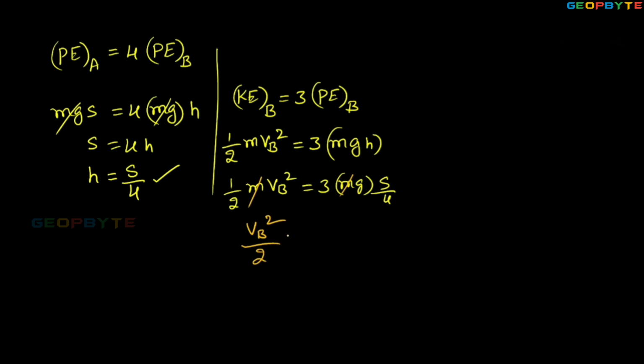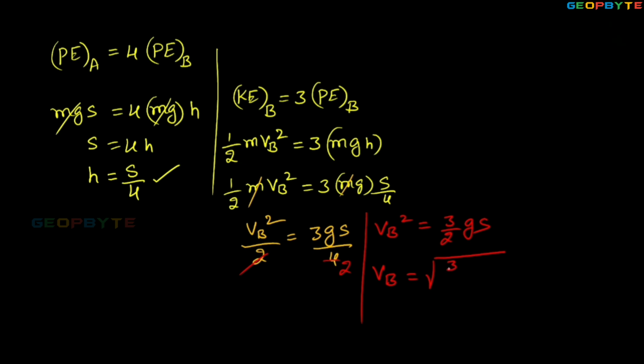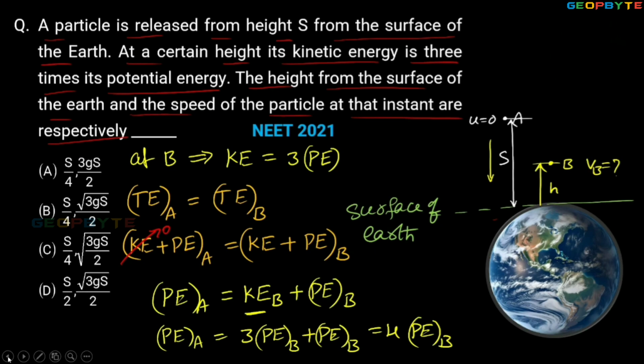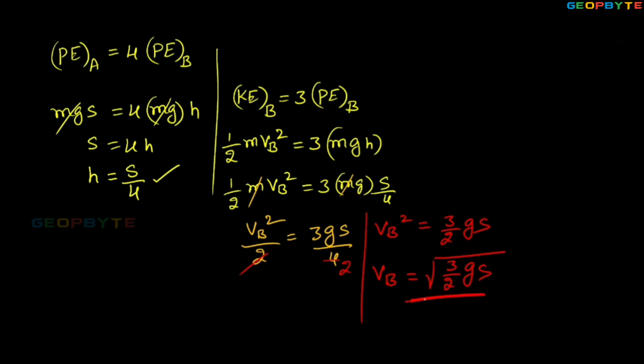Vb square by 2 equals 3gs by 4. Finally, Vb square equals 3 by 2 gs. Therefore, the velocity at B equals root over 3 by 2 gs, and h equals s by 4. The speed is root of 3gs by 2. Absolutely correct.